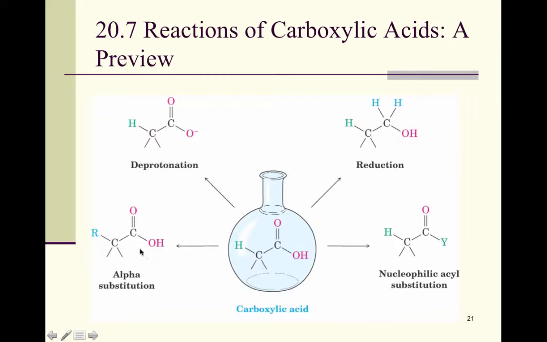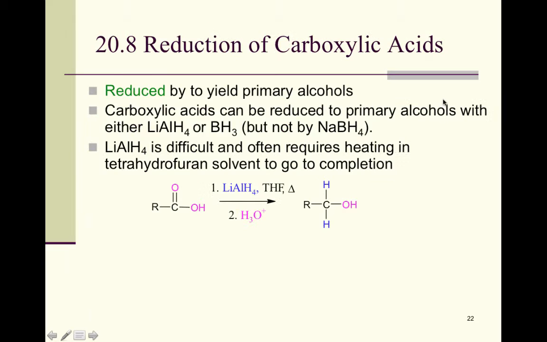Off to the left here, they're showing us an alpha substitution. Remember, the carbon next door to the carbonyl carbon is the alpha position. Deprotonation, hydrogen is being removed, making an ion for us. A reduction reaction where the carbonyl group is gone and we have more bonds to hydrogen than we had before. Nucleophilic acyl substitution, the OH is going to be substituted for something else.